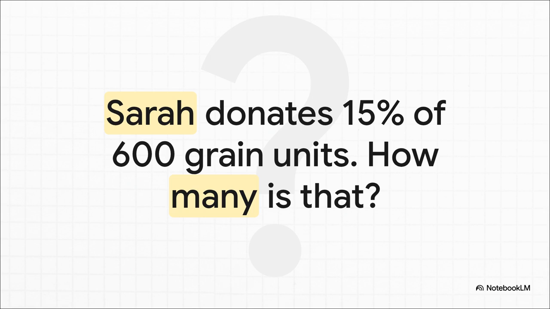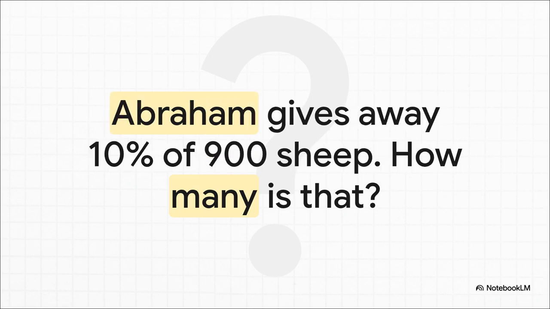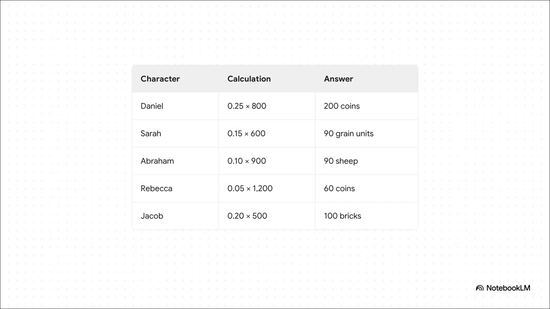See, this concept applies to way more than just money. And one more for good measure. Abraham has a flock of 900 sheep, and he gives away 10% of them. How many sheep is that? Okay, let's see how you did. Here are the answers. Daniel invested 200 coins, Sarah donated 90 units of grain, and Abraham gave away 90 sheep.